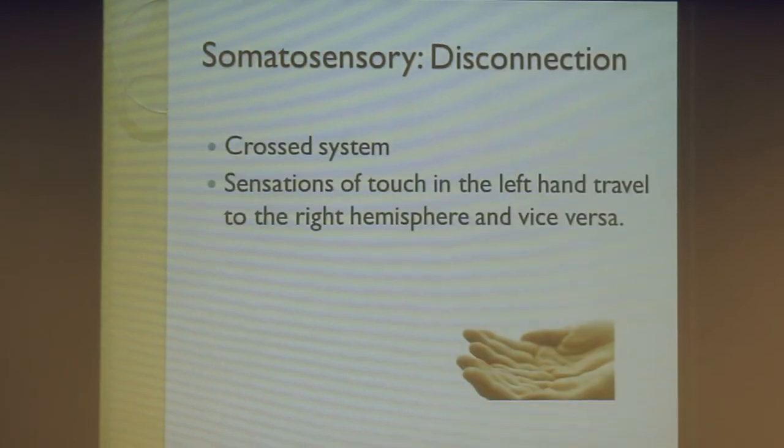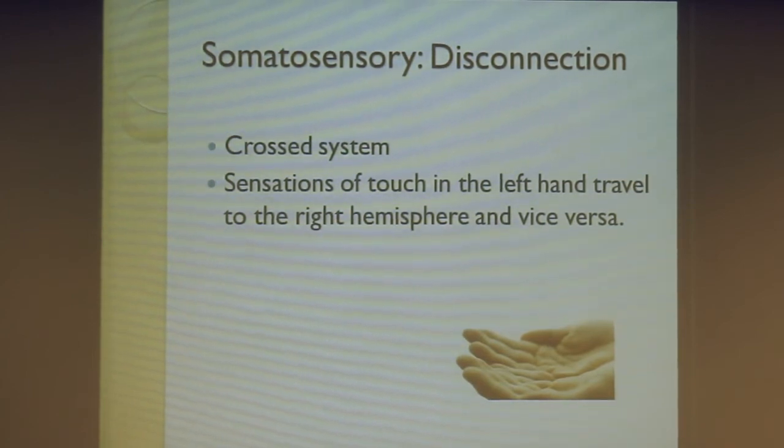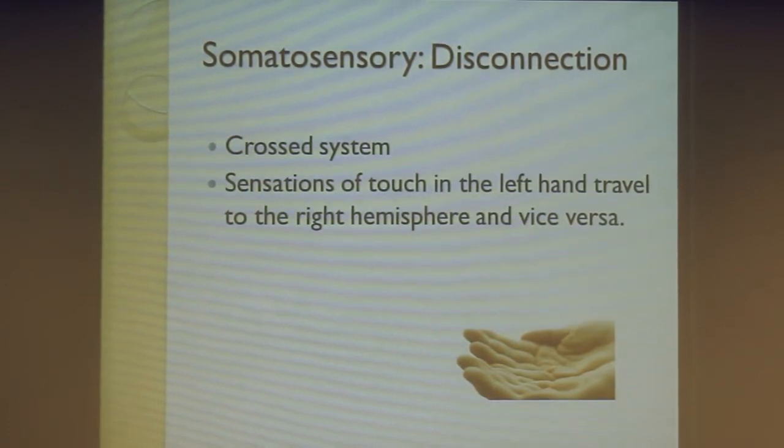All right. Now, looking at disconnection with the somatosensory system, it is crossed, okay? So sensations of touch in the left hand travel to the right hemisphere and vice versa. Pretty much what we would expect.